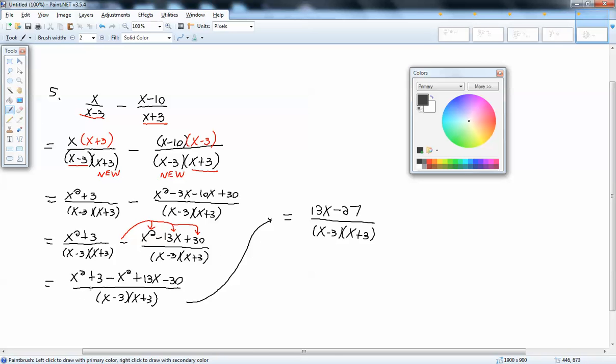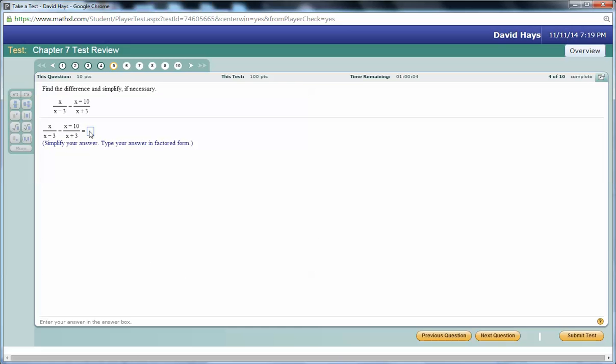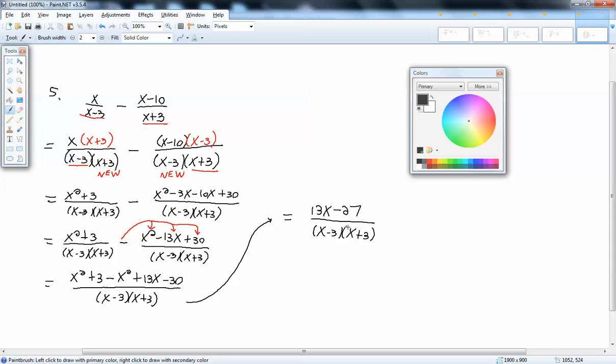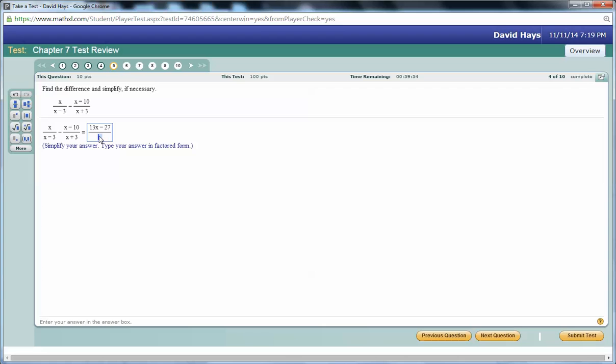I would have thought that would have factored. What if I screwed up? If I did screw up, I'll blame it on the slow computer throwing me off balance. But let's enter that in. Okay, 13X minus 27, and X minus 3, X plus 3.